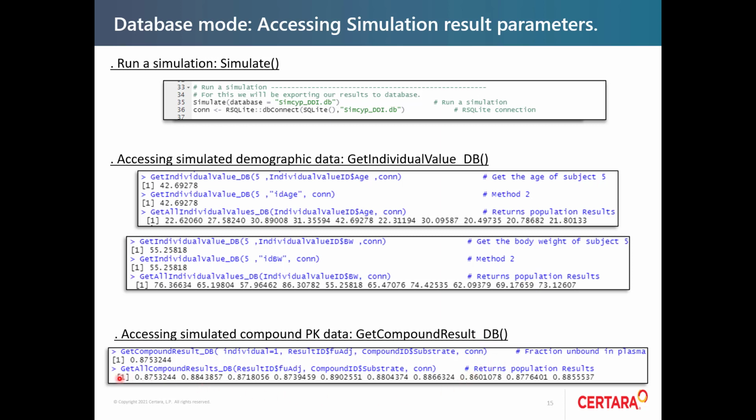If I want to extract this information for the full population, I use the function called getAllCompoundResultsDB, where I don't need to specify the individual number. All I need to do is mention the results ID, so the tag ID for the parameter that you're interested in. Then you need to mention the compound ID, and finally the RSQLite connection.